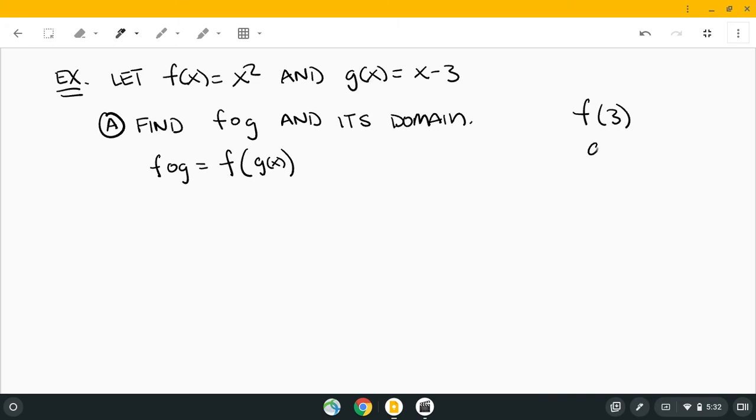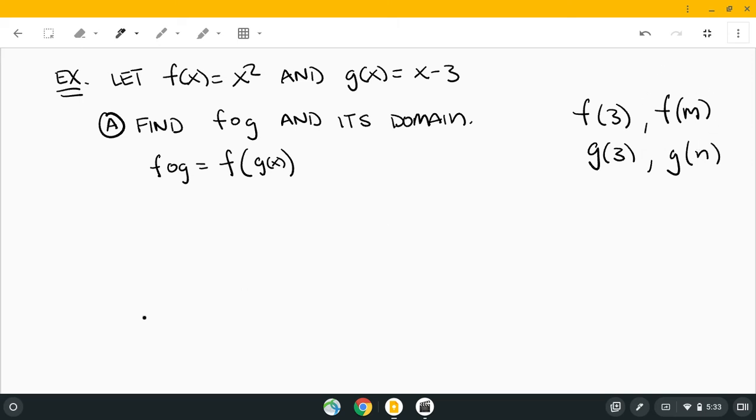If I said g of 3, then you would take 3 and plug it into this function here, right? Okay, so if I said f of, let's say, f of m, then this means you would take this m and substitute it into this function over here, m squared, right? If I said g of n, then you would take that n and plug it in here and you would get n minus 3, right?